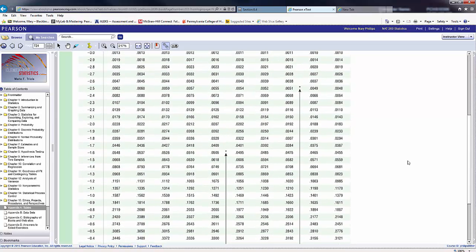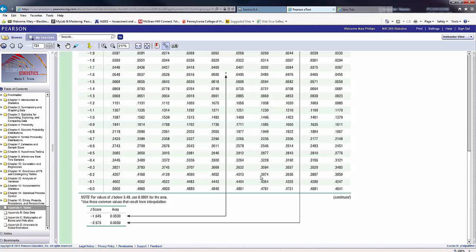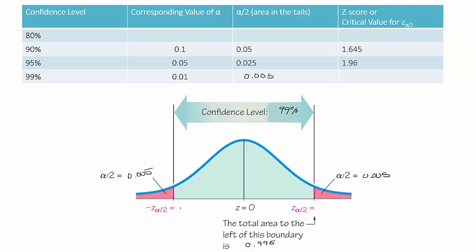Here I see the asterisks right up here. Our score that we're looking for is right there between those two. I go to the bottom, and it shows this negative 2.575. So back at my picture, we found z-score of negative 2.575 and positive 2.575, and so we'll use a critical value of 2.575.